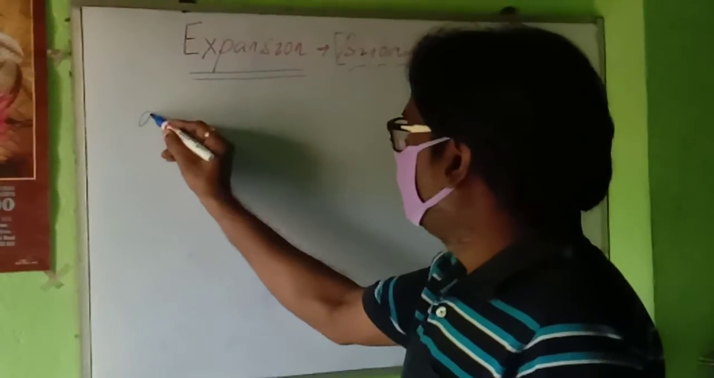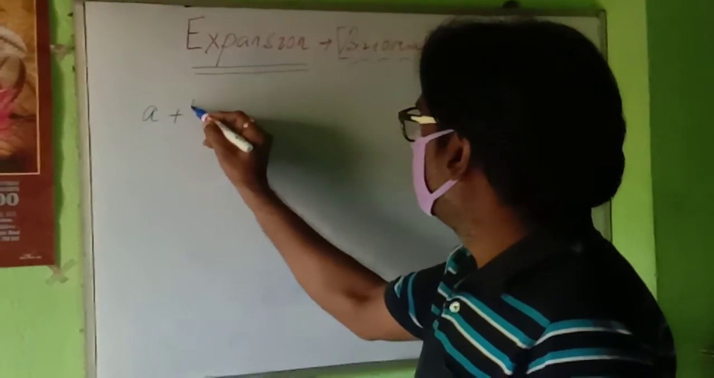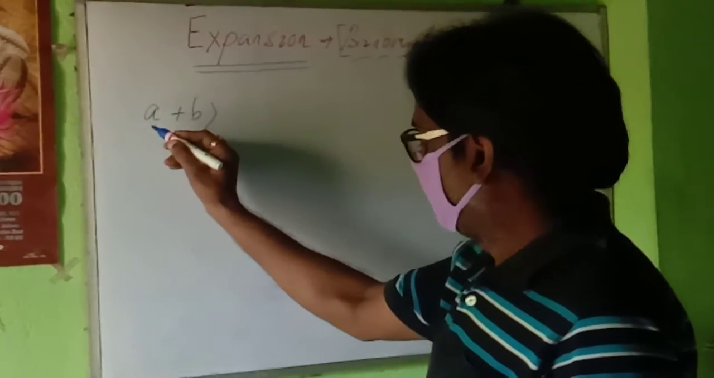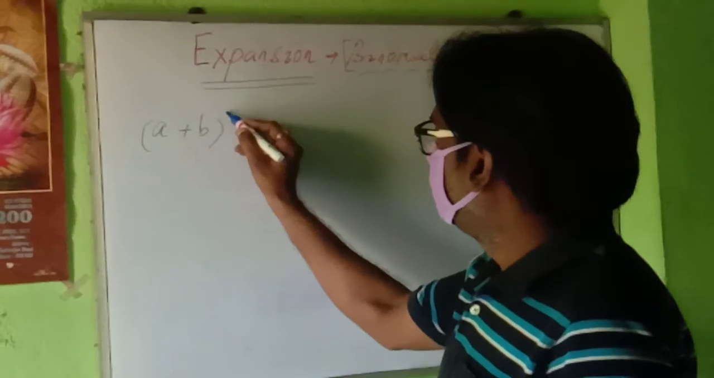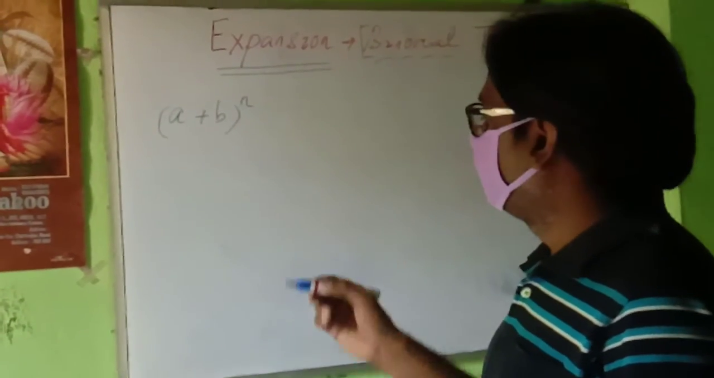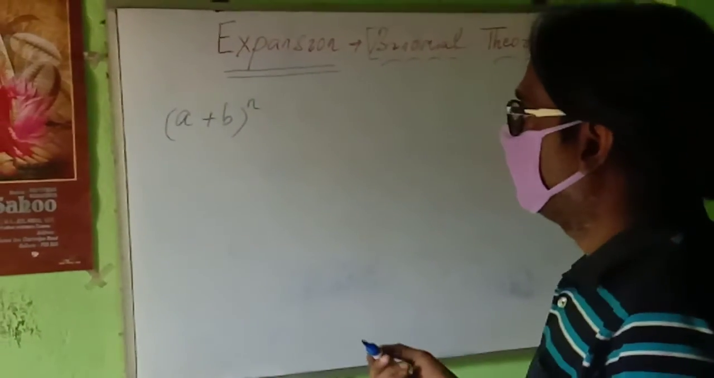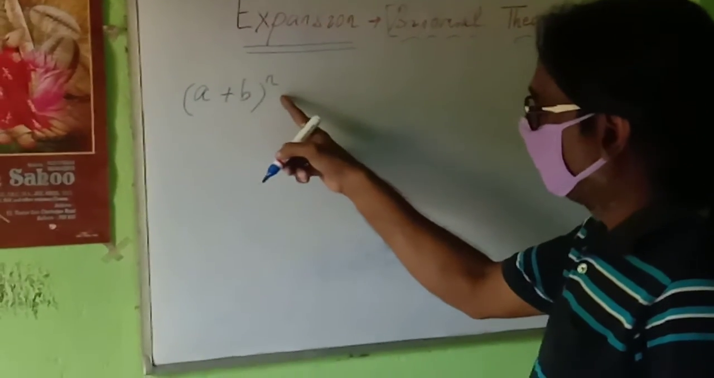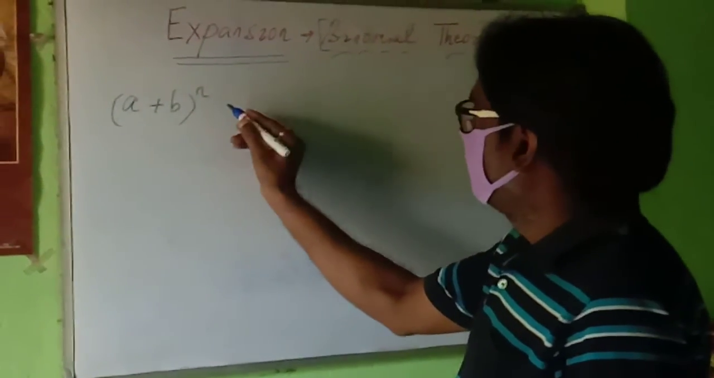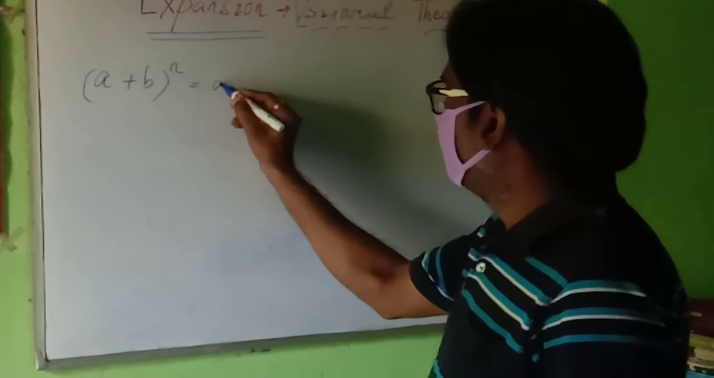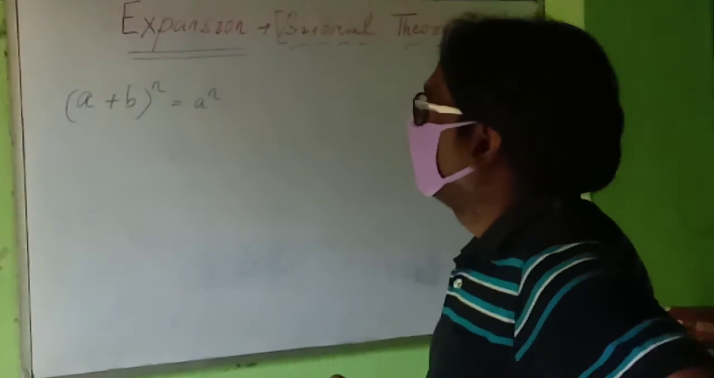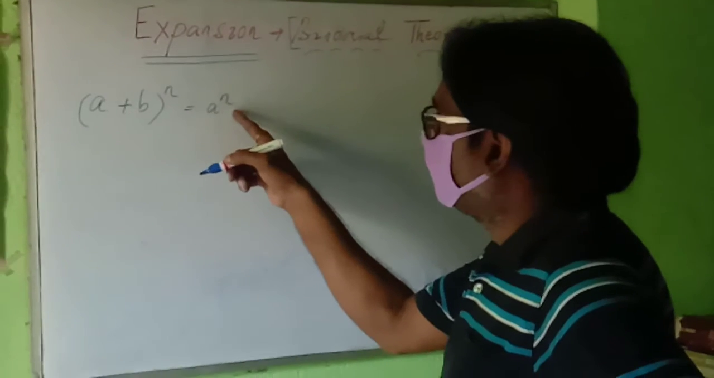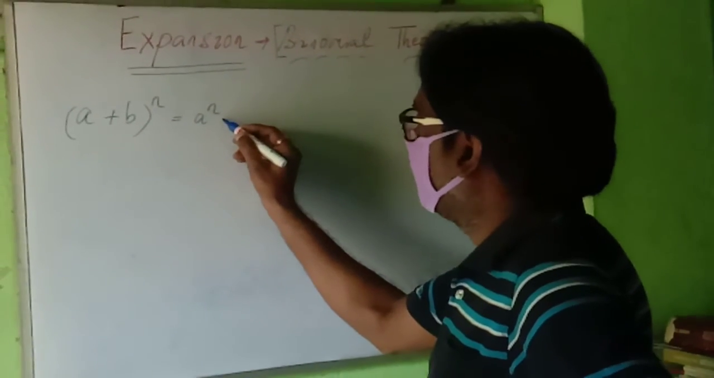I am writing the main formula of the binomial theorem. a plus b may be to any power. Up to 7, 8, 10 we can do the normal method that I have discussed before. Suppose a plus b whole to the power n is given, power is n. Then this will be a to the power n, no doubt. The first term will be a to the power n, b to the 0, which is not necessary to write.